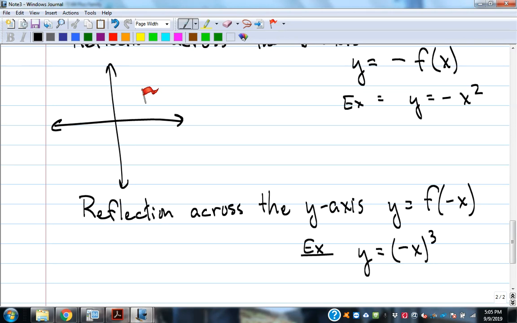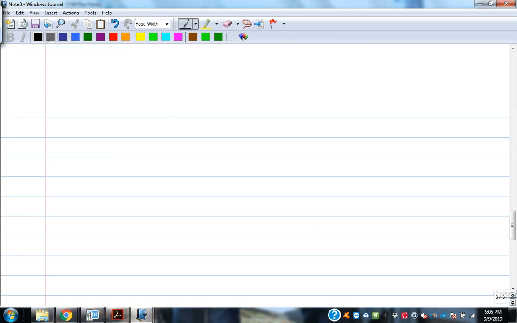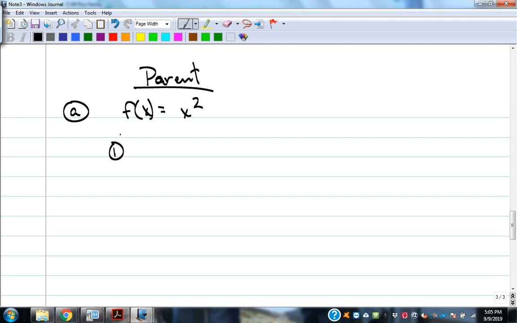So let's look at taking a parent function and writing the equation that would happen if it did a certain transformation. Okay, so let's just do a couple of those. So here's our function. F of x is equal to x squared. That's the parent. Okay, we're going to do several examples with just that one.